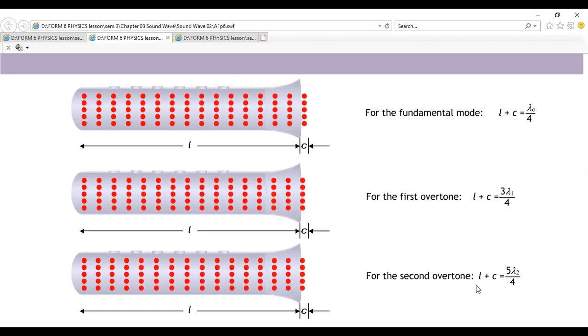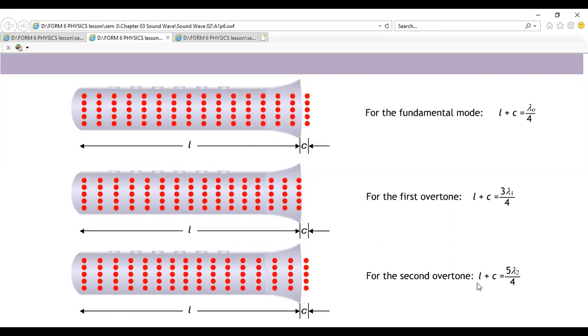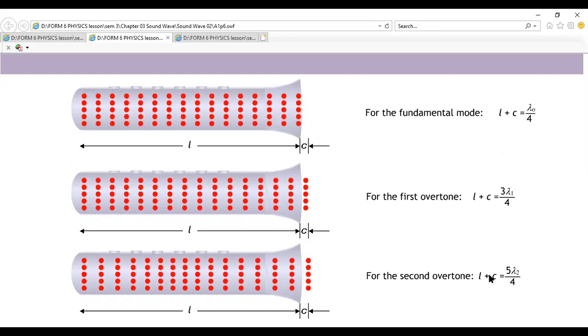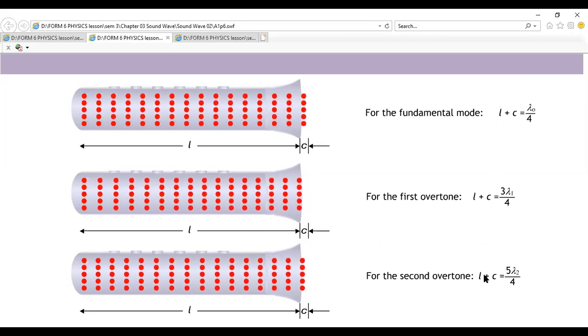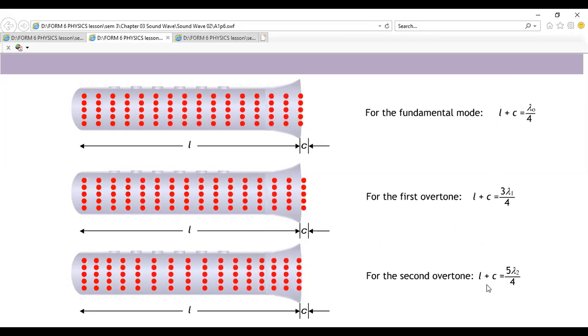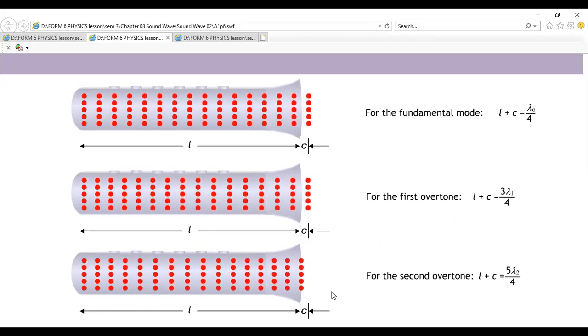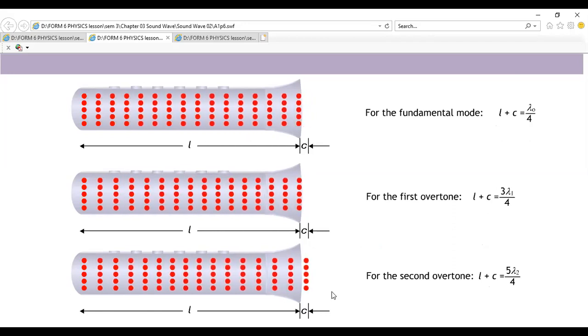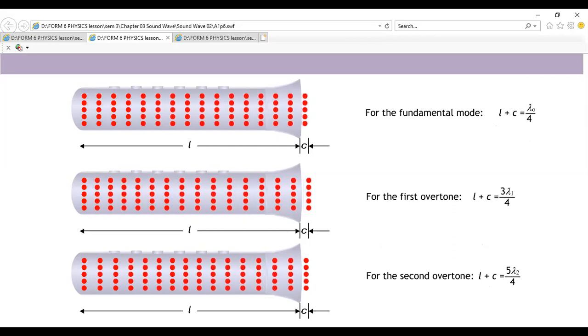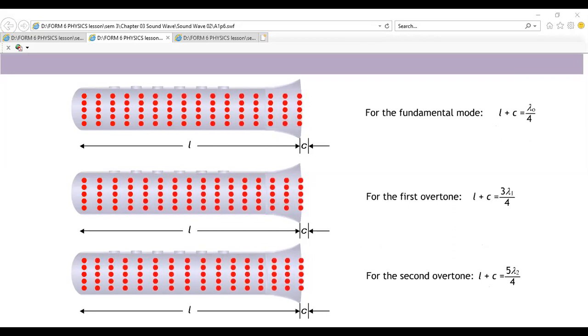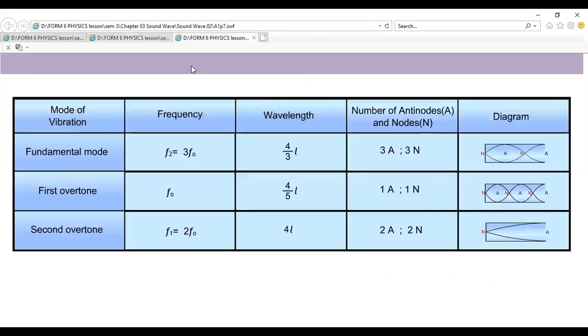If the question doesn't ask us to consider the C, we just ignore the C and assume that there is no C, because the distance is very, very short and small. Okay, next. From here, fundamental mode.